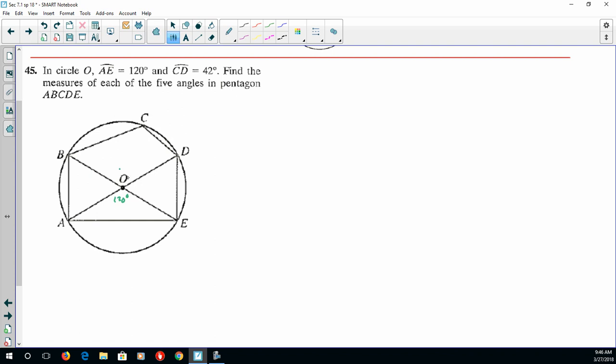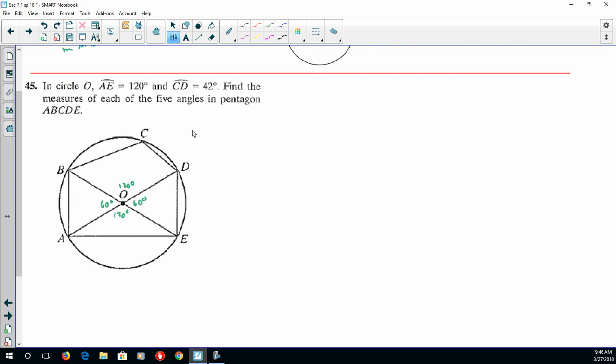Okay, let's see, I'm getting carried away here. Let's find a few other things. Find the angles, 5 angles of a pentagon here. Now, angle BAE. This angle here, that is a right angle. Why? Because it inscribes a semicircle. The same thing for angle AED.